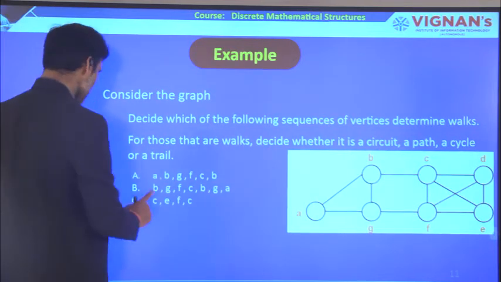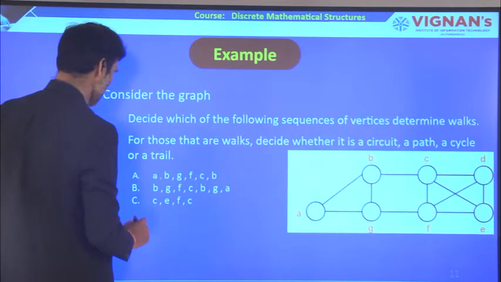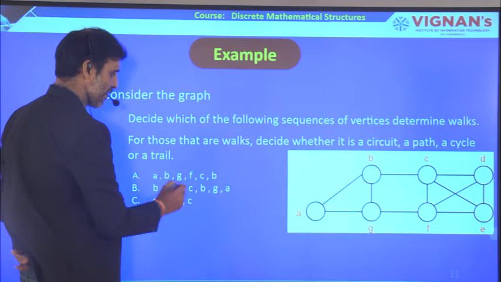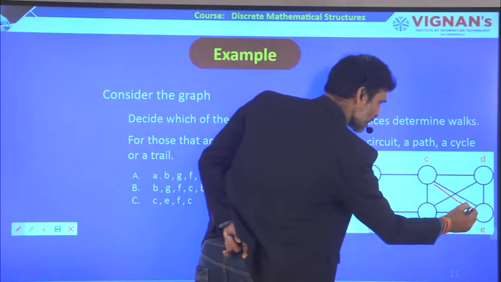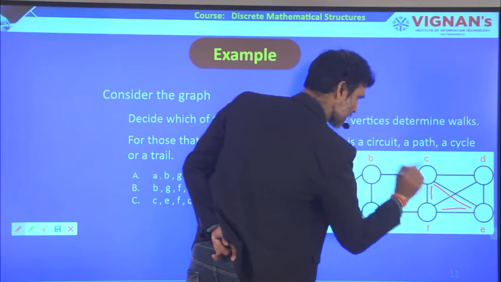Now coming to the case of C, this is the definition. See, C to E, E to F, F to C, like this.